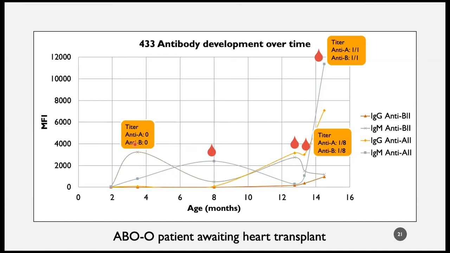Now, looking at the 2nd and 6th samples, we see that the IgM anti-A and anti-B were high, but they weren't high enough to drive agglutination, thus producing a titer of 0 or 1/1. However, in the 5th sample, we observed 2 things. First, there was less IgM in comparison to the 6th sample, but it still caused agglutination. And second, although we had more anti-A2 than anti-B2 by MFI, they both produced a titer of 1/8.